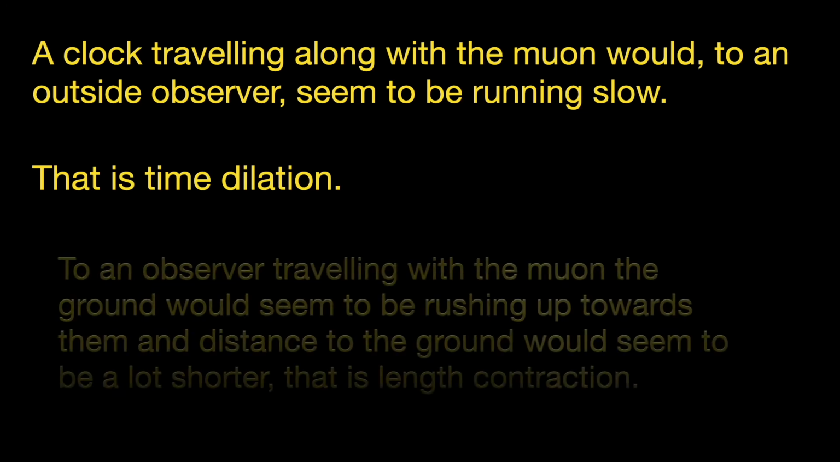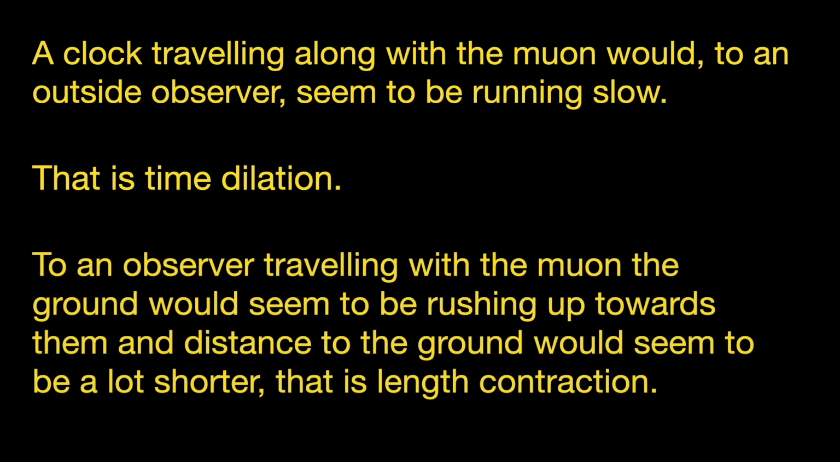From a different point of view, if an observer was sitting on the muon, ridiculous though that seems to be, the ground would seem to be rushing up towards them, and the distance to the ground would seem to be a lot shorter. That is length contraction.